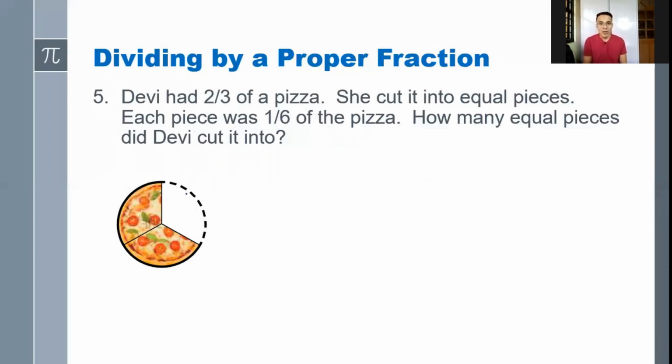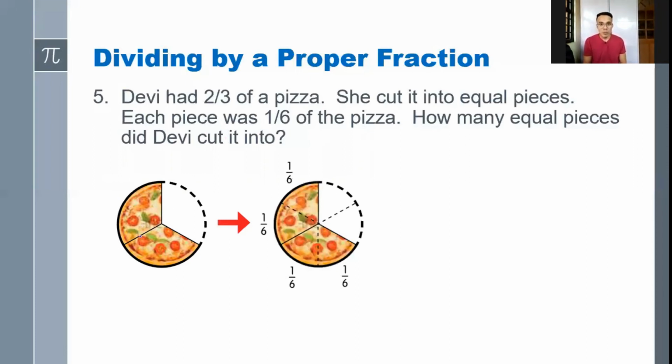Looking at this figure, there's no 1/6 yet. What we have here is 1/3. In order for us to get 1/6 of a whole, we have to divide the whole into 6 equal parts. And how do we do that? We have to subdivide each part into 2 equal parts, something like this. We have now 1/6. Okay? So the question, how many equal pieces did Devi cut it into? We have here 1, 2, 3, 4 equal pieces. So Devi cut it into 4 equal pieces.